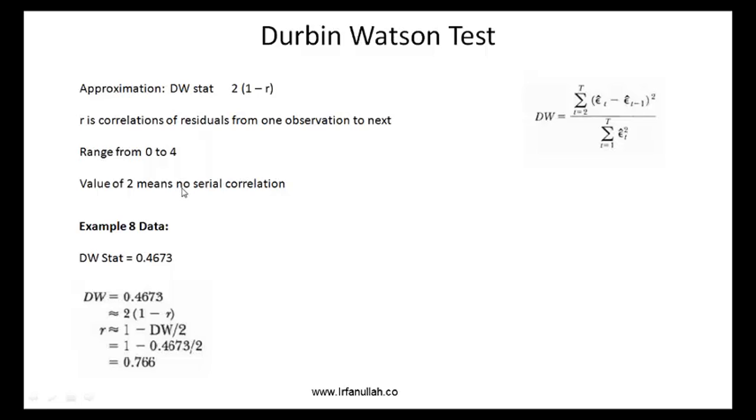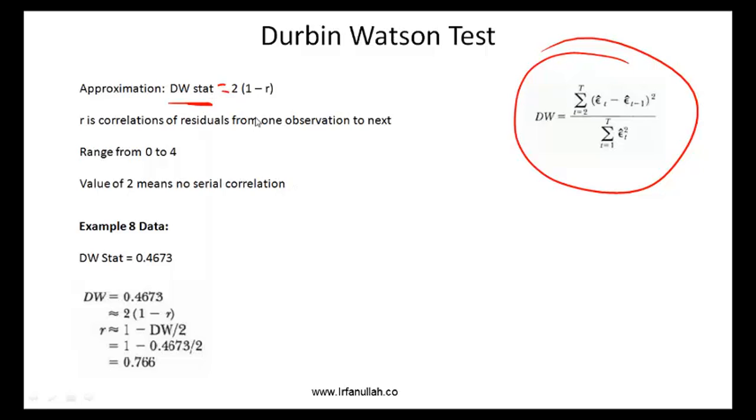There'll be a test statistic. That test statistic will have to be compared with a critical value. Now, for this test, you come up with a test statistic called the DW, or the Durbin-Watson statistic. Here is the ugly formula for the Durbin-Watson statistic that you don't need to memorize. The approximation that is much more useful, and one that you need to memorize, is 2 times 1 minus r, where r is the correlation of residuals from one observation to the next. So this will be something that will be given to you.